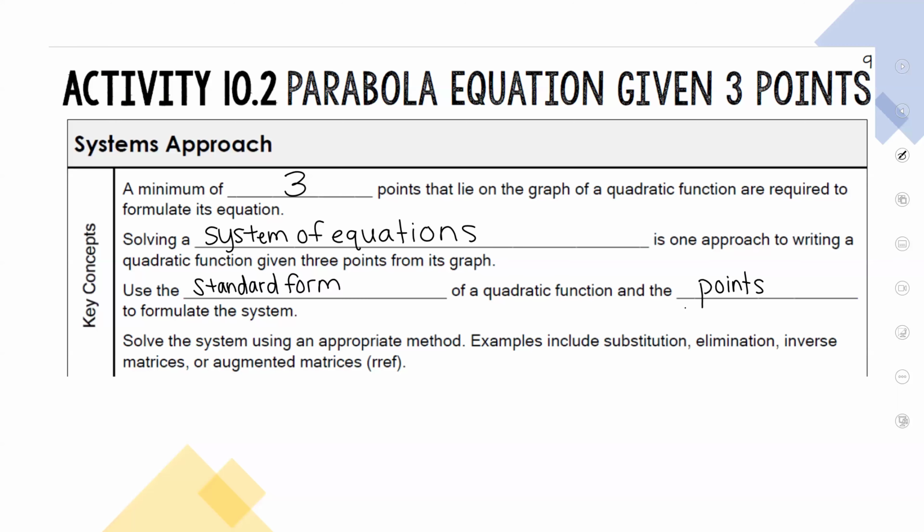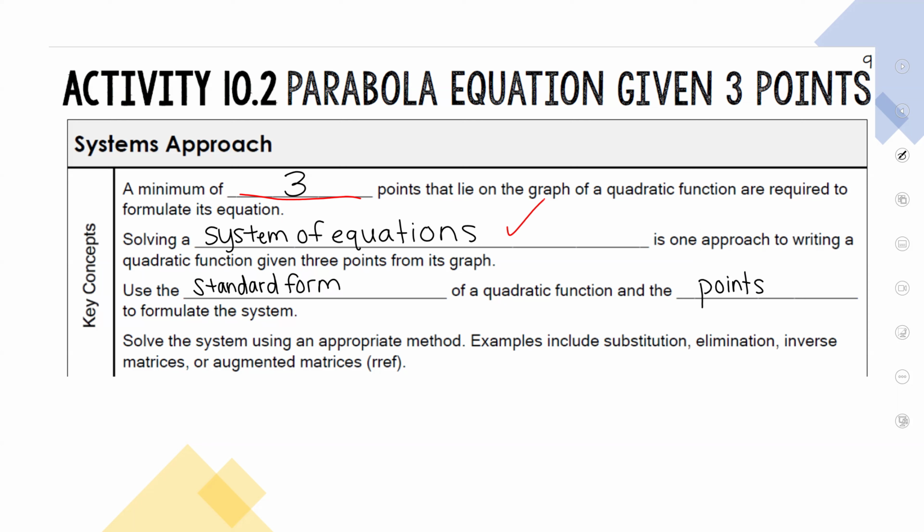Today we're going to solve for a quadratic and we're going to be given 3 points. So we need a minimum of 3 points that lie on a quadratic function in order to formulate the equation. We're going to use a system of equations as our approach to write this equation. And we're going to use the standard form.